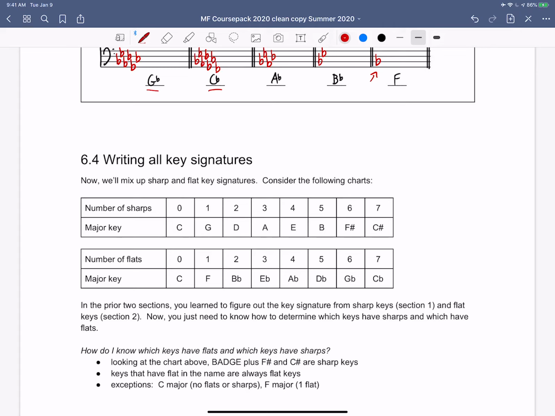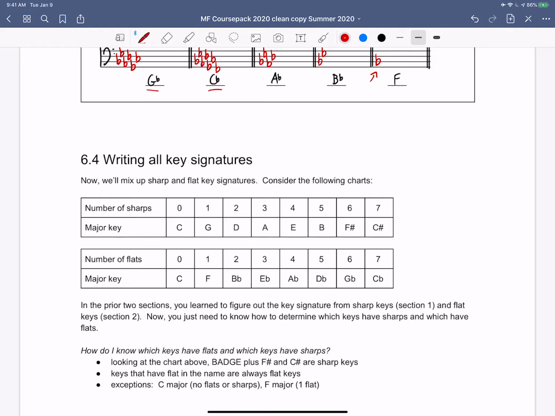Section 6.4, writing all key signatures. So in this section, I'm going to give you names of major keys, and your job is to be able to write out the key signatures correctly. And this time, I'm not going to tell you in advance if you're dealing with sharps or if you're dealing with flats. You need to be able to figure that out on your own.